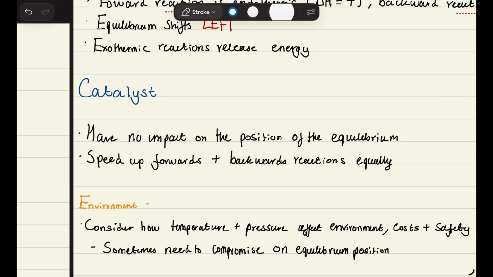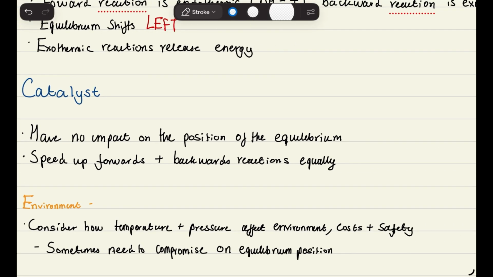Now, catalyst is the final one we wanted to talk about. Catalysts don't actually change the position of the equilibrium, funnily enough.